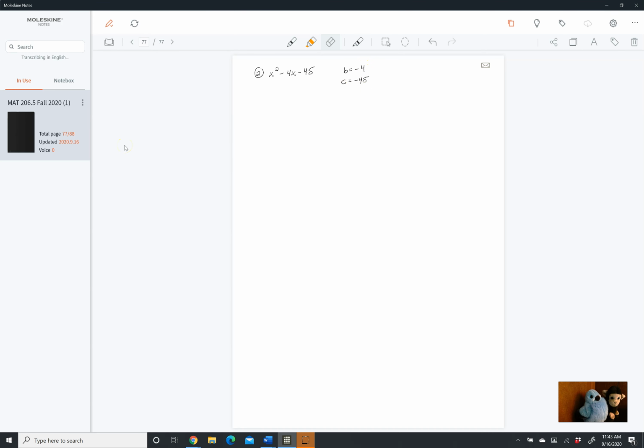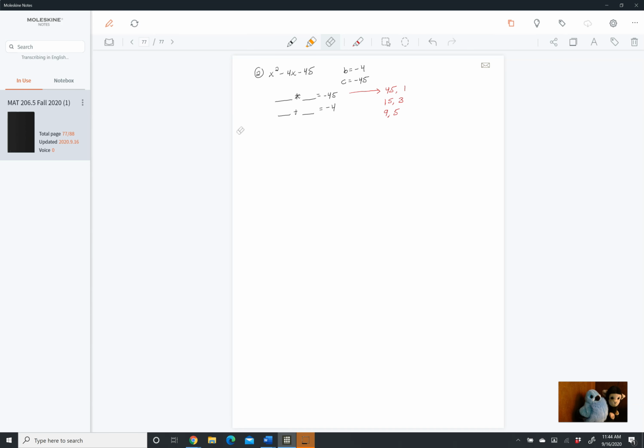So we're looking for two numbers that multiply to negative 45 and two numbers that add to negative 4. And negative 45 has a few factors. The factors of negative 45 are 45 and 1. So notice I leave out the negative signs because I can put those in later. We have 45 and 1. We have 15 and 3. And we have 9 and 5.